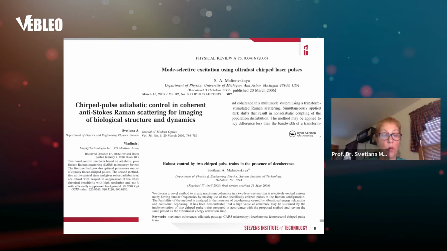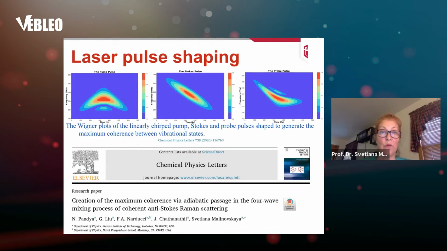This year, a paper in Physical Review Letters is a culmination of a series of works in this field over the last decade. We developed a control scheme to perform adiabatic passage in the four-wave mixing process.